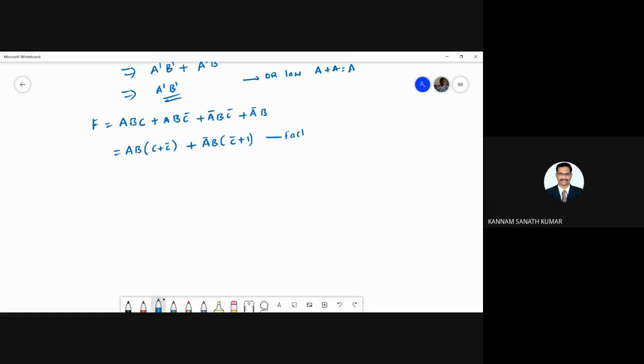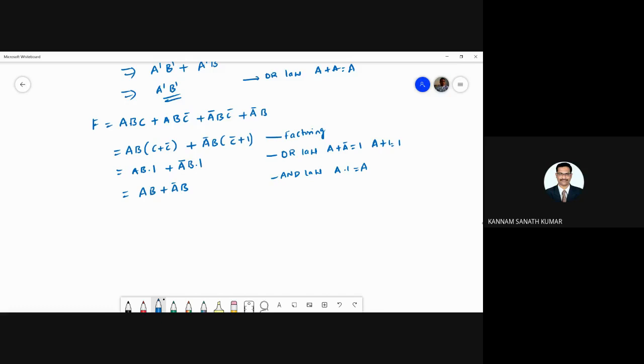So this is nothing but factoring. So AB into 1 plus A bar B into 1. So this is from OR law. What is OR law? A plus A bar equal to 1 and A plus 1 equal to what? 1. Again this is equal to AB plus A bar B. So this is from AND law. A into 1 equal to what?